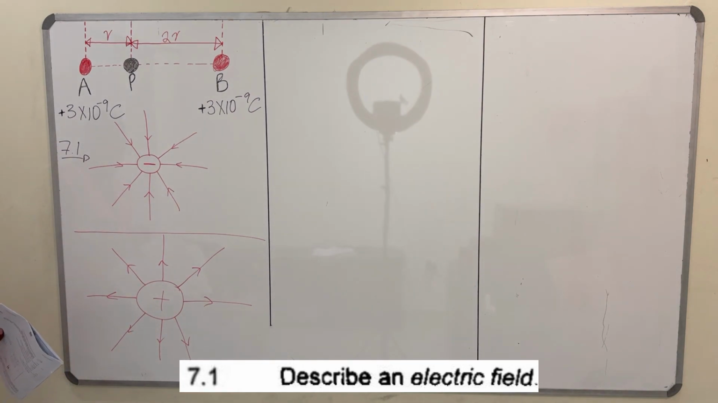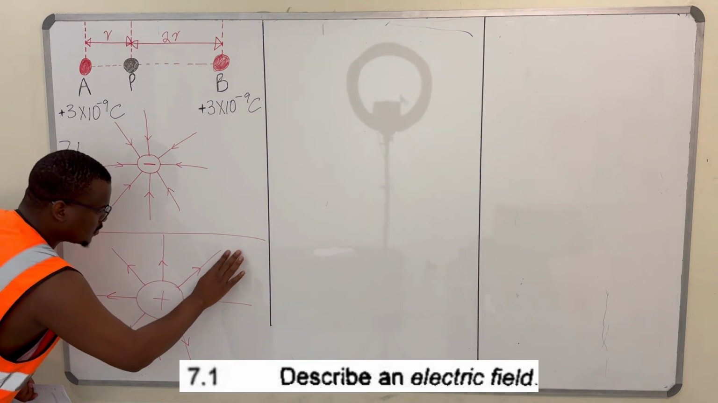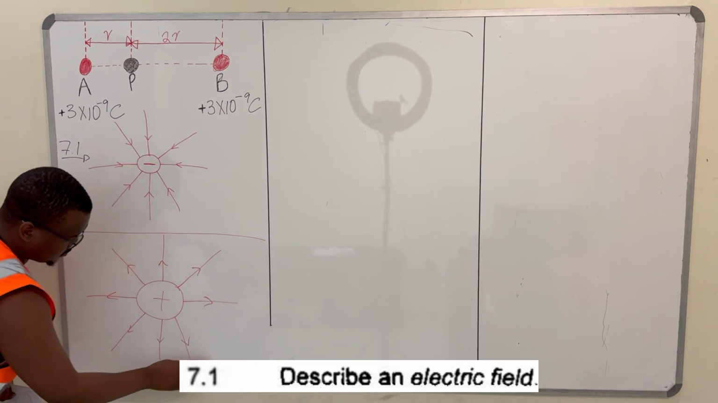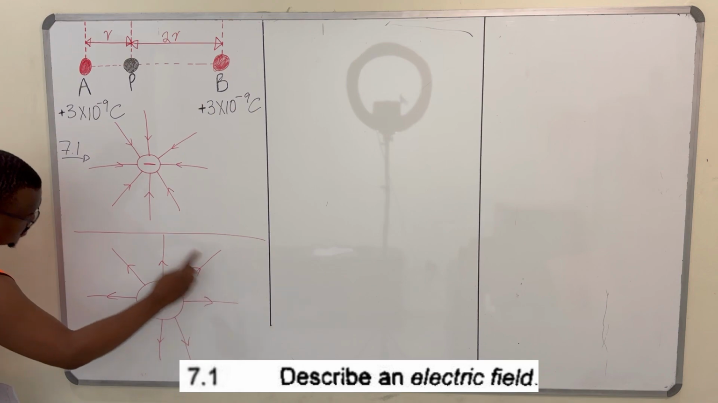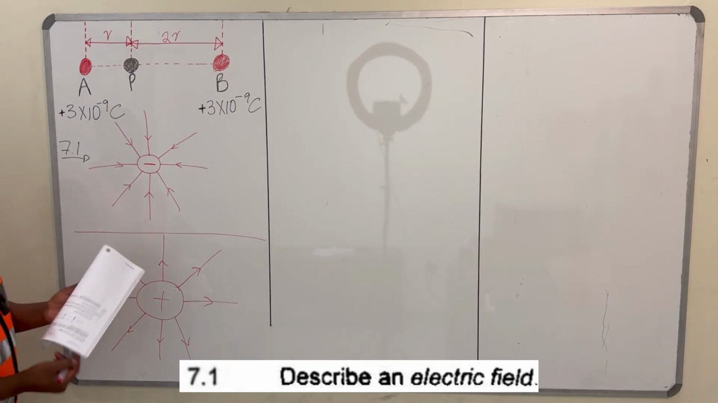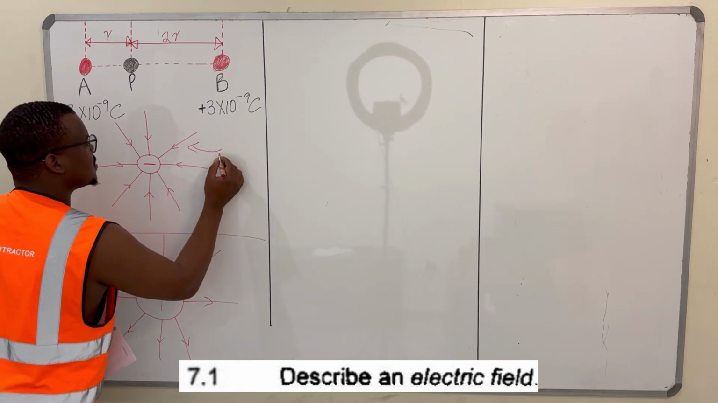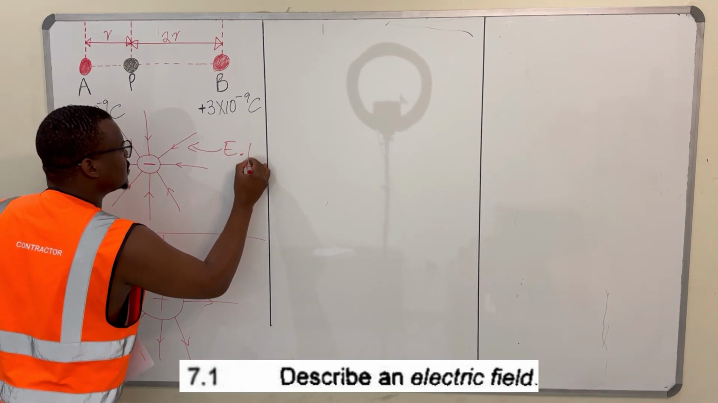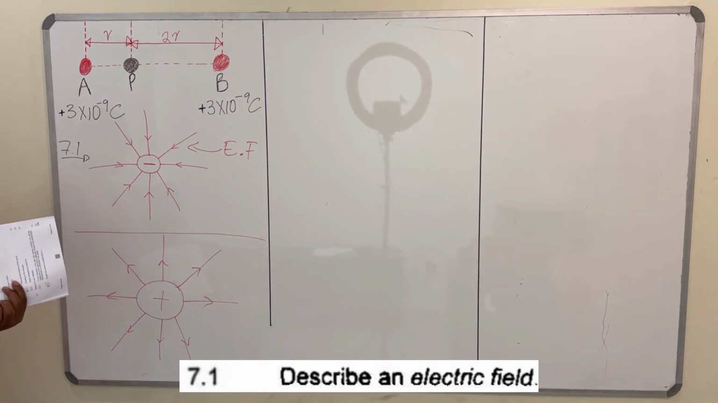No problem. So try to make these as equal as possible. So these lines here that you see around this charged sphere represent an electric field. So these lines represent your electric field, which is what they want you to describe.